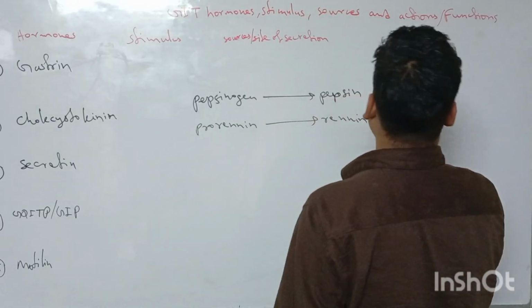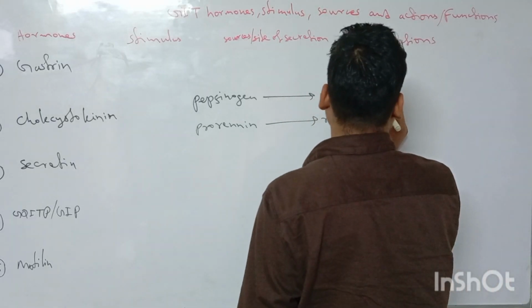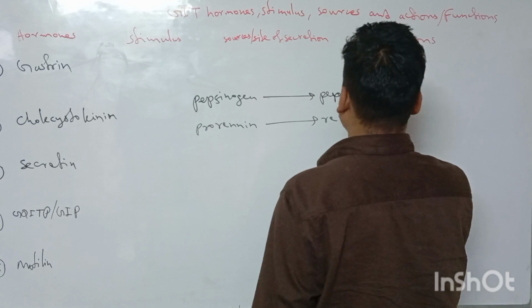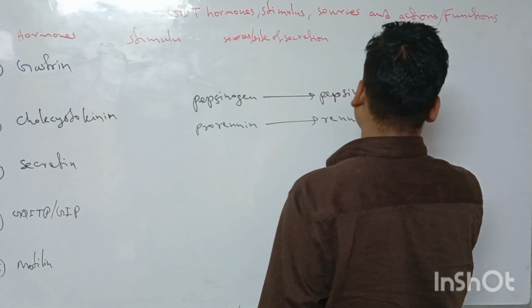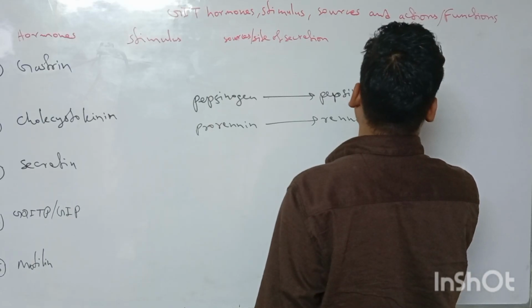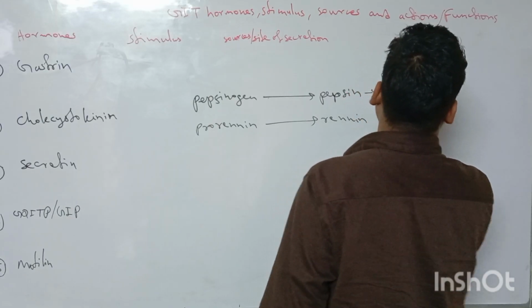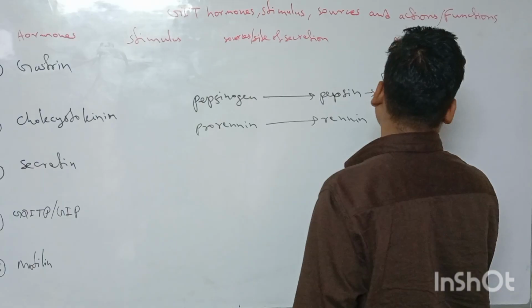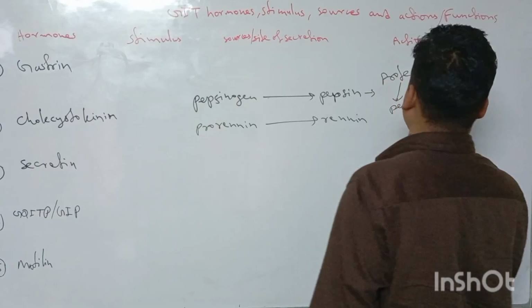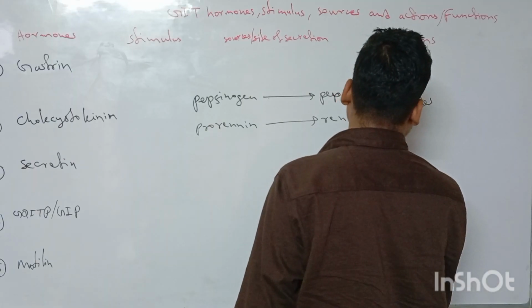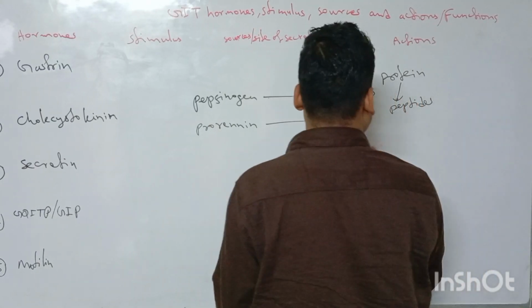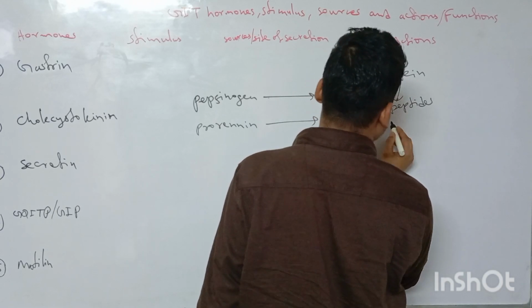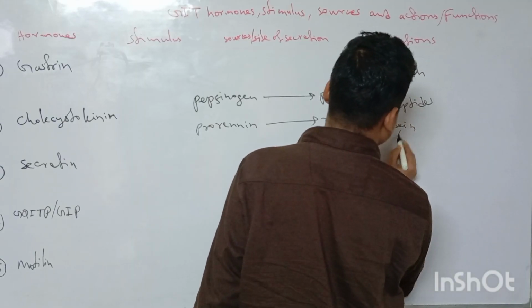Renin and pepsin, these two enzymes, will be digesting the protein. This pepsin will cause larger proteins to be digested into smaller peptides, and this renin will digest mainly the milk protein, that is casein, into paracasein.